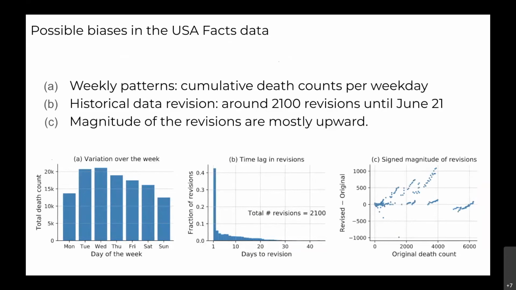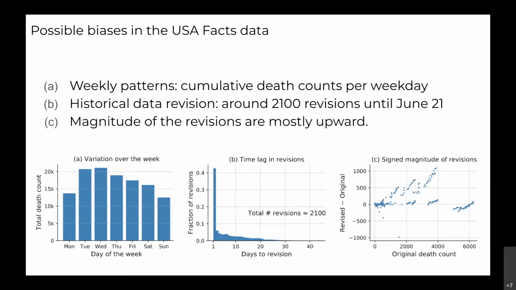So the first thing we look at is the weekly patterns in the USA Facts data. If you look at plot A, this shows you the cumulative death counts per weekday until June 21st. As you can see, there is a weekly pattern. On Sunday and Monday, the total death counts are significantly smaller than the rest of the weekdays. We don't have proof why this happens, but we doubt this relates to how hospitals report their death counts.